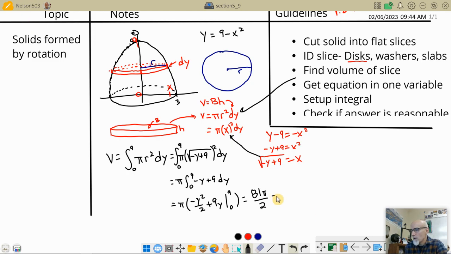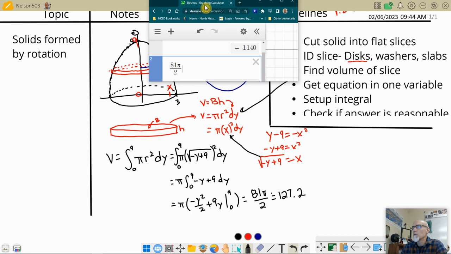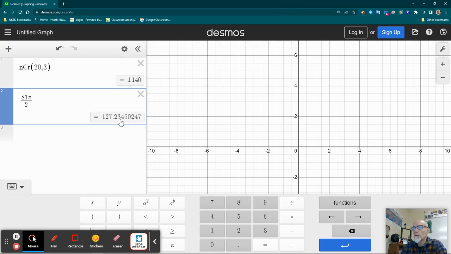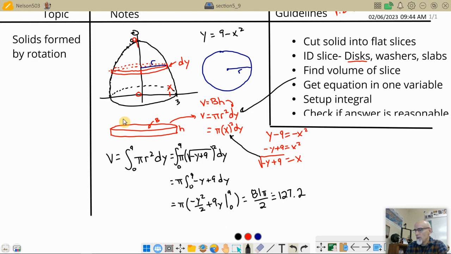So this number right here was about 127.2. Let me actually jump over to Desmos real quick. I think I can do that without too much hassle. And I'll show you my calculation over there just so that you believe me. I got 127.234 something or other, right? So I guess I'd round it to 235. So 127.235 is my final answer.